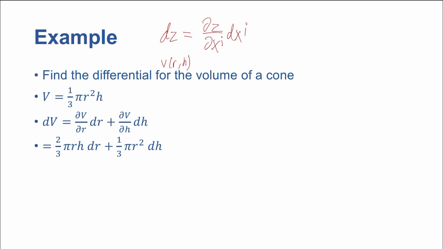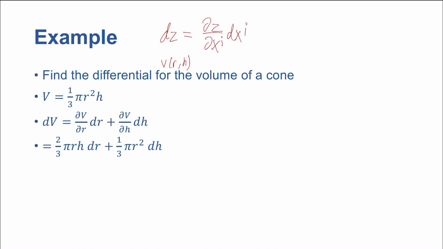So what we get, when we differentiate this with respect to the proper variable, is 2/3 pi r h dr plus 1/3 pi r squared dh. Okay, so we've now determined the differential for the volume of a cone. Now, what you can do with this is, instead of having these be differentials, you could make them delta r or delta h, and then you could find your errors given some problem statement.